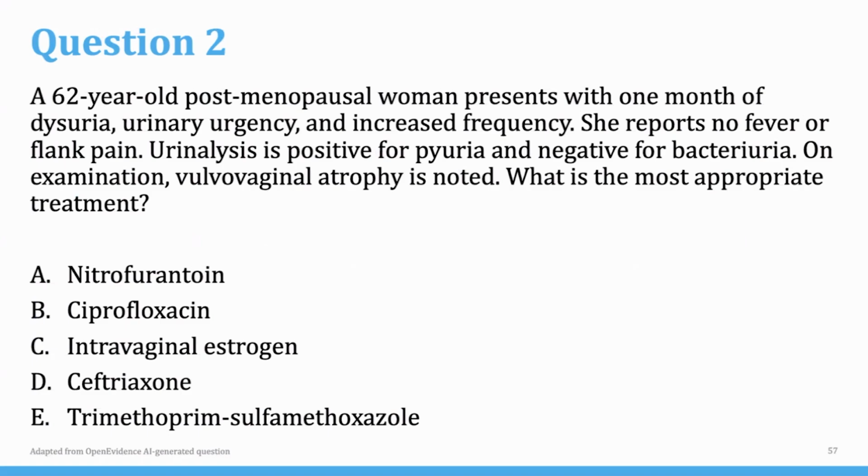So we'll start off, we have a 62-year-old woman, postmenopausal, who comes in with 1 month of dysuria, urinary urgency, and increased frequency. She reports no fever or flank pain. Her urinalysis is positive for pyuria and negative for bacteriuria. On examination, vulvovaginal atrophy is noted. So what's the most appropriate treatment? Nitrofurantoin, ciprofloxacin, intravaginal estrogen, ceftriaxone, or trimethoprim sulfamethoxazole.